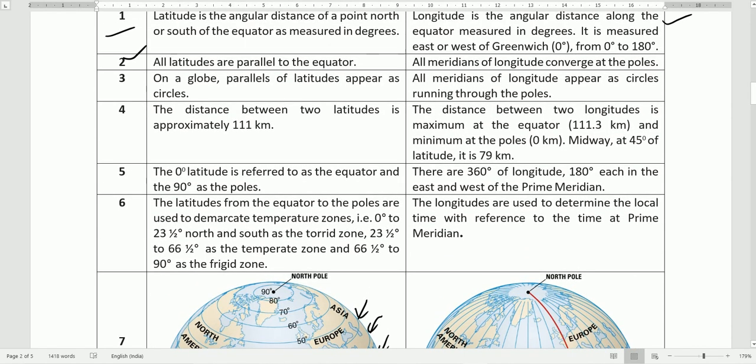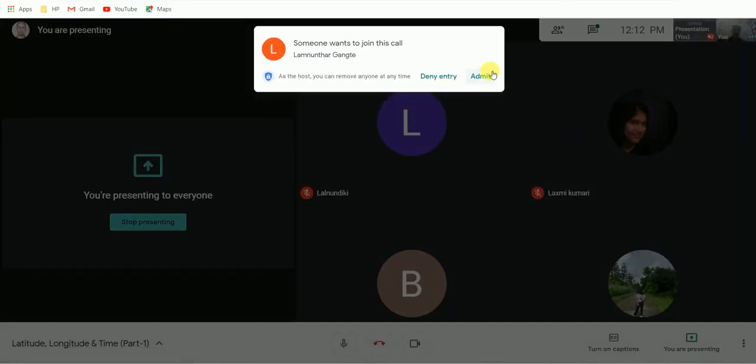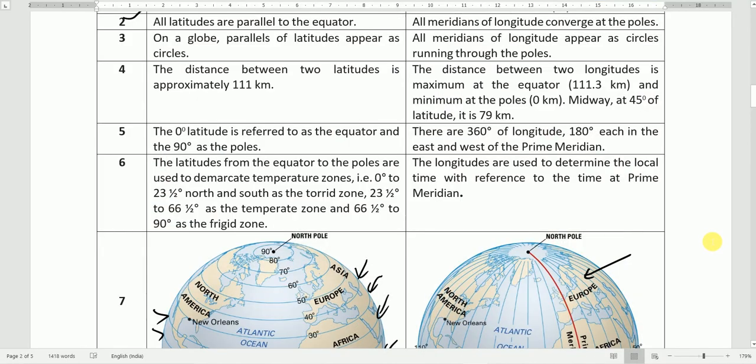Then, all meridians of longitude converge at the poles. See here, all these lines are meridians, and all meridians of longitude converge here, at the north pole or at the south pole. So all these lines converge at the north pole or at the south pole. That means all the meridians converge at the poles.